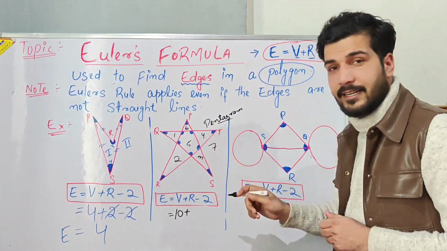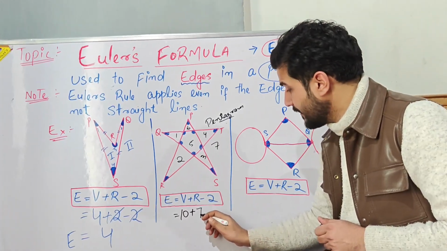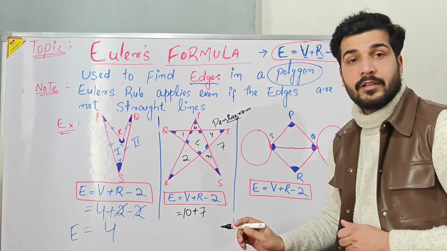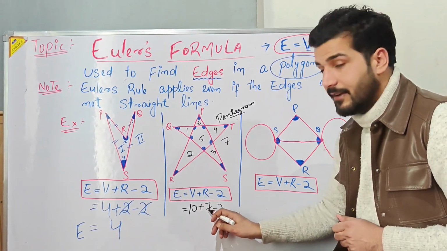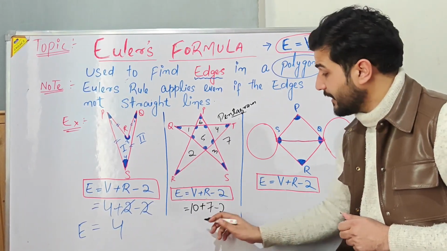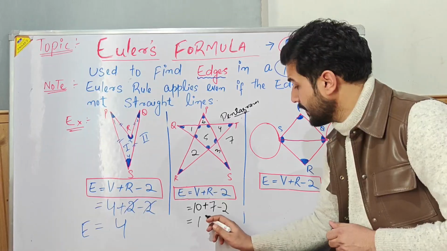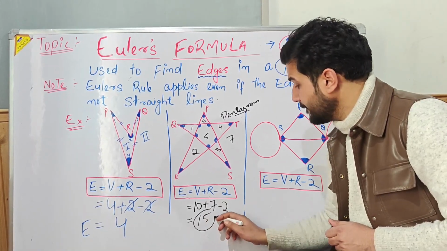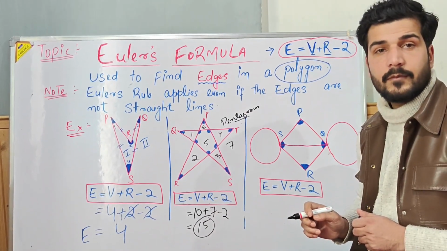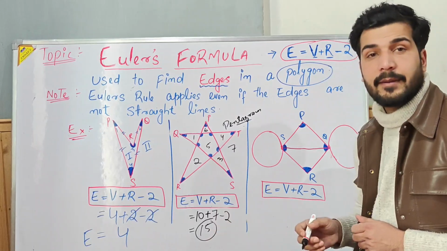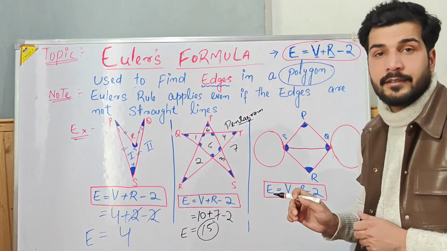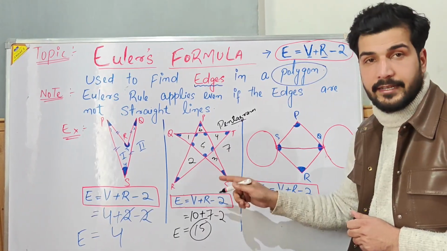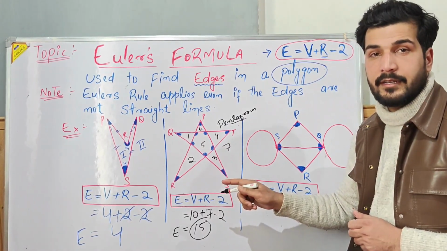So how many regions are there? There are 7 regions, right? So now we have minus 2. So 10 plus 7 is 17 and 17 minus 2 is 15. So from this 15, what does this 15 represent? This 15 represents the number of edges. There are 15 edges in a pentagram.